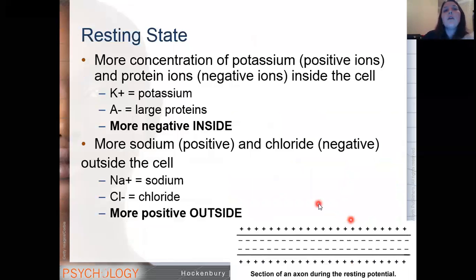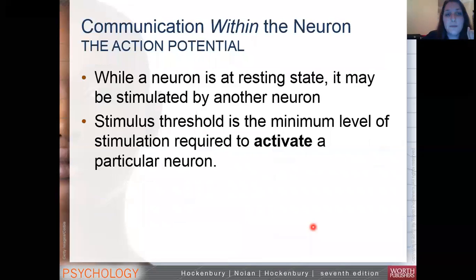Now, here we have more concentration of potassium, or positive ions, and protein ions, or negative ions, inside the cell. We have more of these negative ions than anything else sitting inside the cell. And so the cell is sitting at a much more negative charge. Here we have more sodium, which is positive, and chloride, which is negative. We have more of these sodium ions, so it's more positive on the outside. Think of this as the axon of the cell, and on the axon you can see there are more negative ions inside, and outside of the cell wall we see more positive ions.